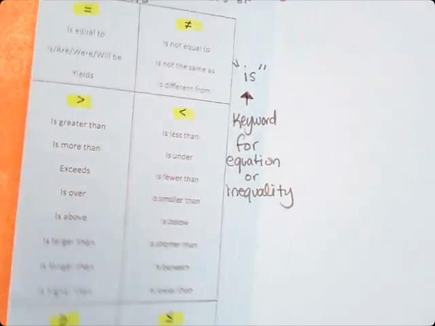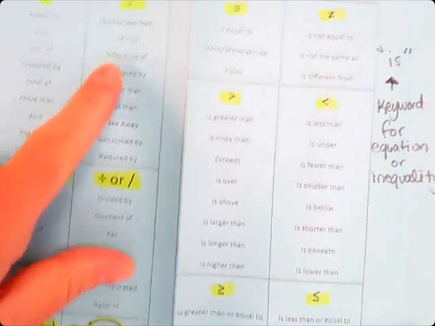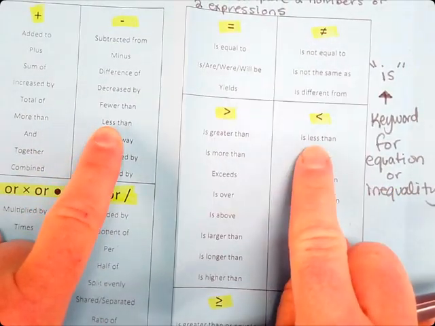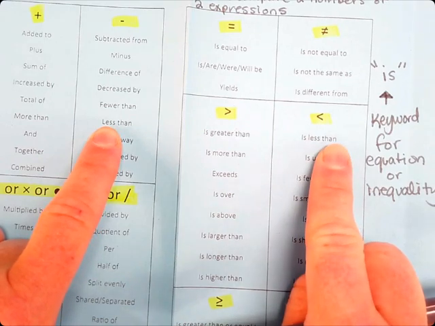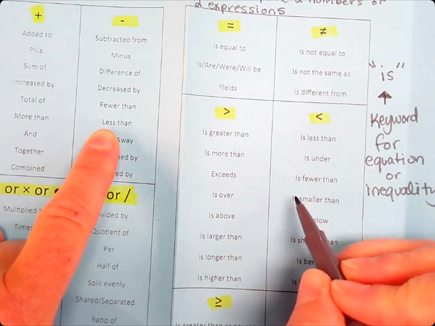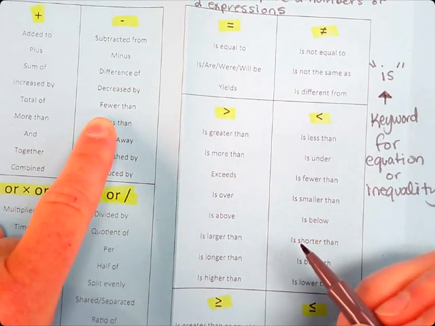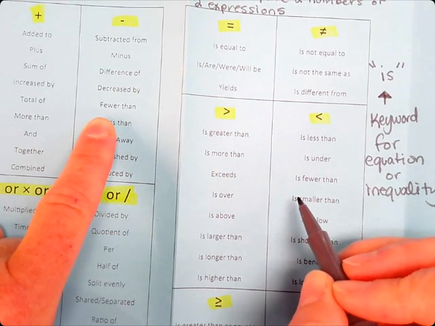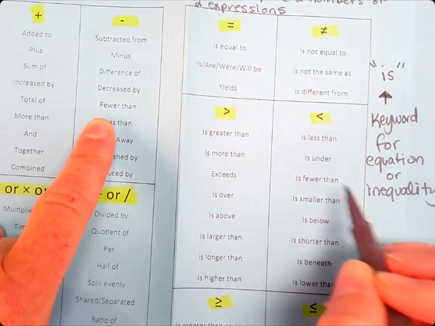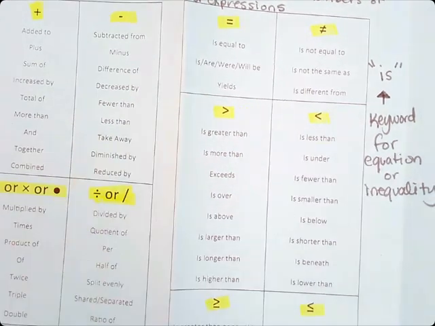So some of these are the same. If I look at subtracted, see how it says less than? But the difference here is this says is less than. So pay attention to that. And then fewer than. If I say 5 fewer than 6, that's different from saying 5 is fewer than 6. So just pay attention to if it has that word is.